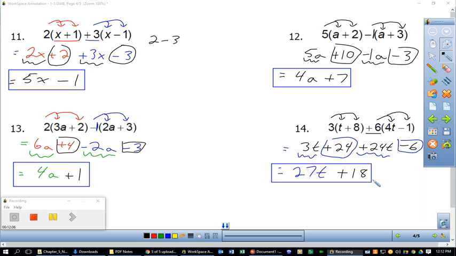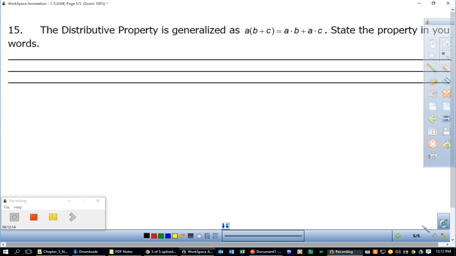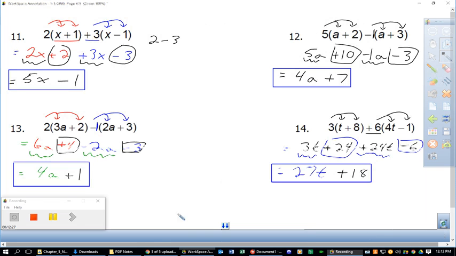Okay, now number 15, I'm actually going to leave that one blank for your notes, because I want you to actually do that one on your own. The distributive property is generalized as A times B plus C equals A times B plus A times C. State the property in your own words. I want you to try that, and we'll compare those in class together. Okay? All right, so I believe that is the end of these notes, and we have something to work on now.